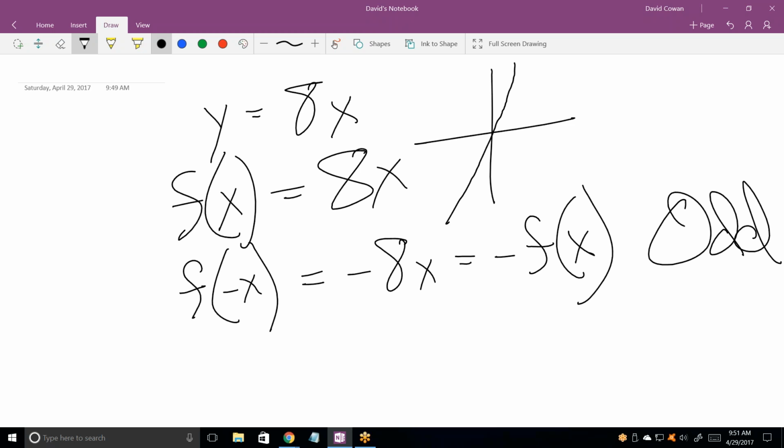Okay. So if something's odd, it immediately has symmetry with what? The origin. And if it's even, it has symmetry with the y-axis? Correct. And the easiest way to remember that is remember these two functions. Which one is odd? Which one's even?